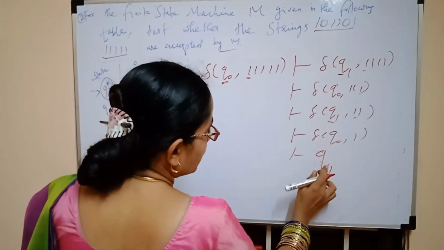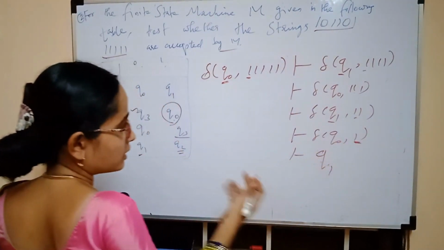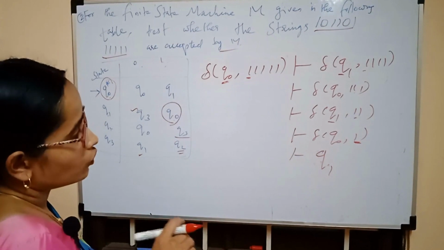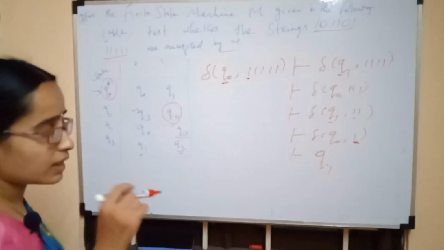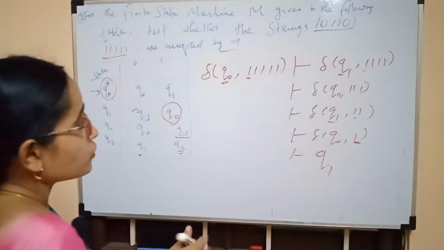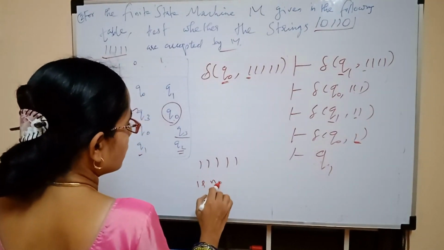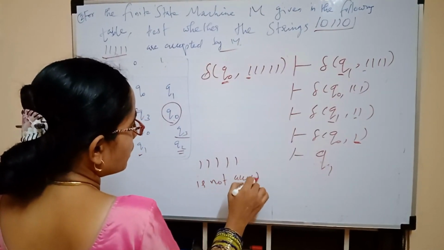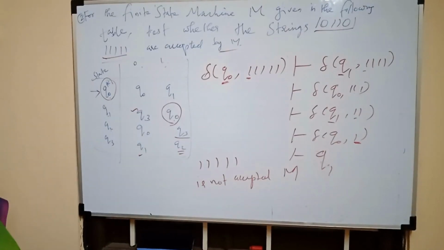Now to check it, the string is already processed and there is nothing remaining, so you are in state q1. Is the reached state a final state or not? No, it is not a final state. So this means that the string 1111 is not accepted by the given finite state machine. Okay, I hope you understand what I am trying to say.